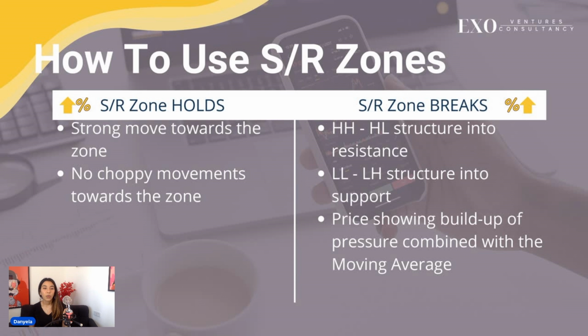Okay, so when you see that there's a very strong move towards that zone, then there's a very high chance that the zone is going to hold. So basically, if you see only green candles working into a resistance zone, there's a high likelihood or probability that that zone is going to hold and price is going to reject. Or if you see very big bodied candles moving towards that zone, it's probably going to hold. And also in a similar line as that point, you don't want any choppy movements reaching towards that zone.